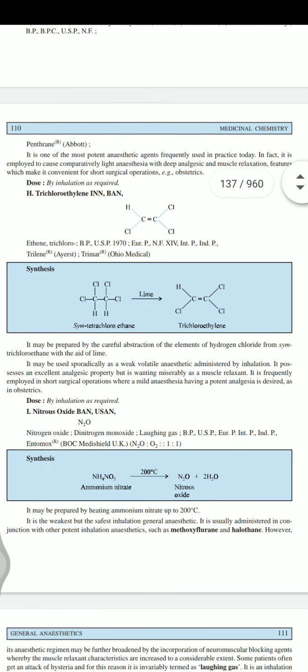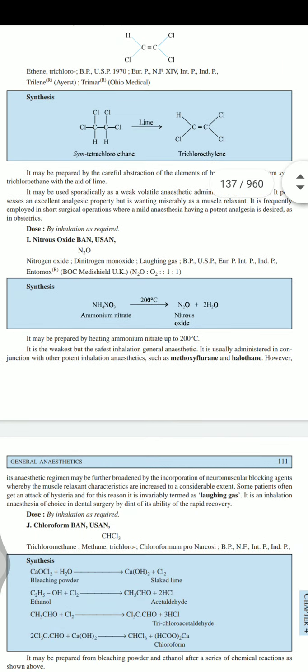Now, we will take into account nitrous oxide, which is popularly known as laughing gas. It is prepared by heating ammonium nitrate up to 200 degrees centigrade to produce nitrous oxide and 2 molecules of water. It is the weakest but safest inhalation general anesthetic. It is usually administered with other potent inhalation anesthetics like fluoroxene, halothane, etc.